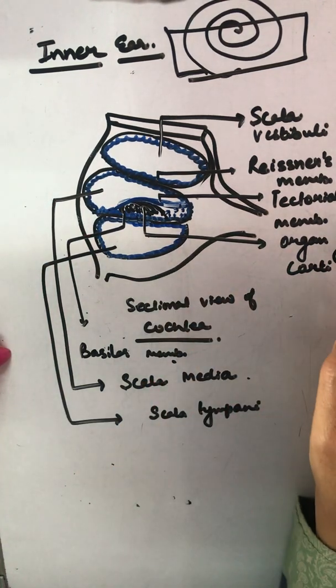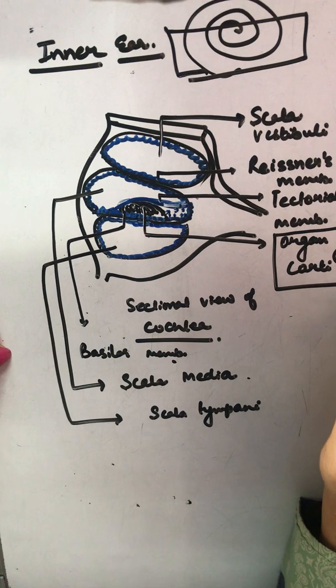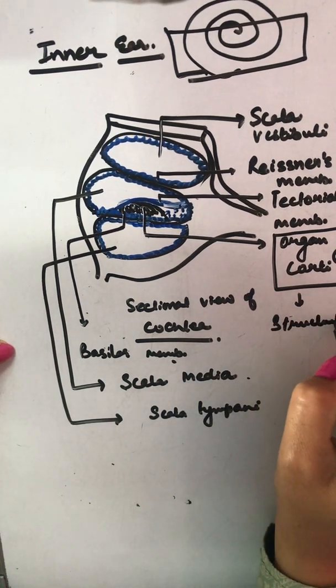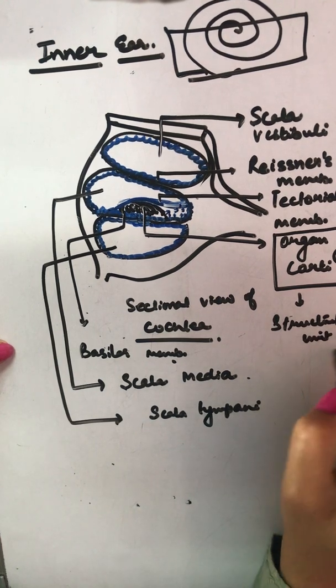Organ of Corti, we have listed here. It is the structural unit of hearing. We call it the structural unit of hearing.